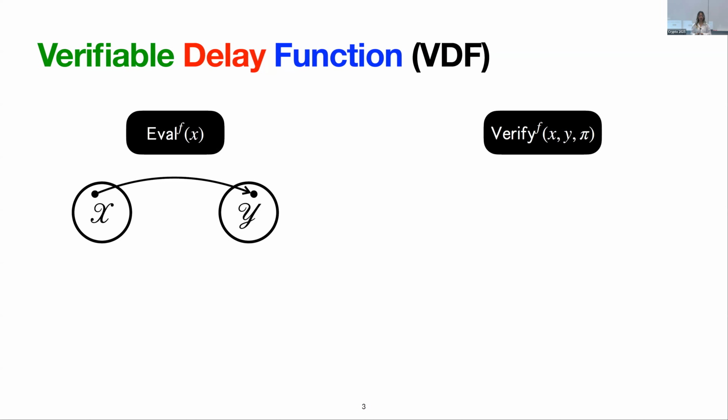And eval takes an input X in the input space and maps it to something in the output space Y. And then it sends the output Y and a corresponding proof string pi to the verify function. And then verify decides whether to accept or reject. And as the name suggests, a VDF has three requirements in terms of security and efficiency.